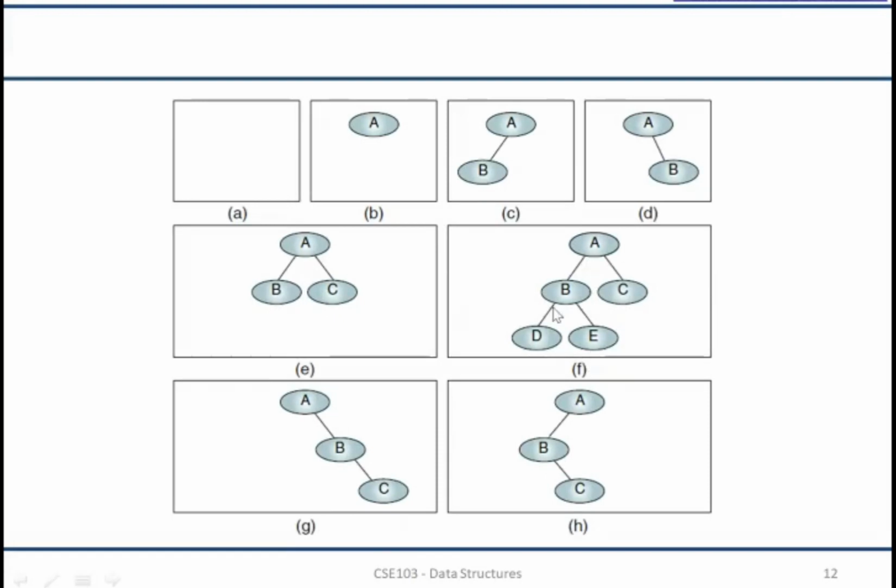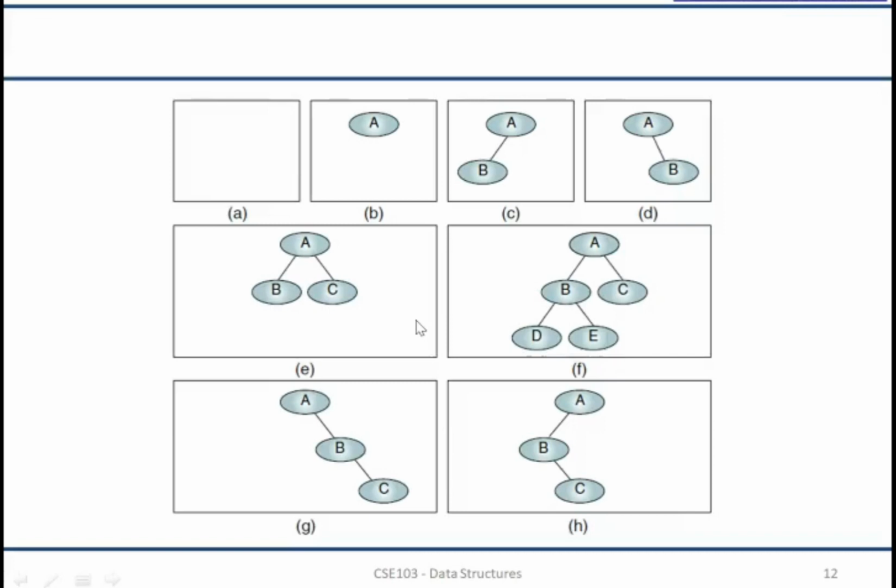And F is having three levels, so a height of three, with nodes A, B, C, D, E. Then G is also a binary tree, and H is also a binary tree. These are different examples of binary trees. All these are binary trees.